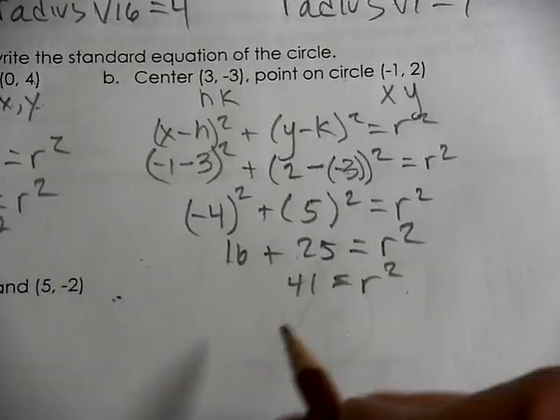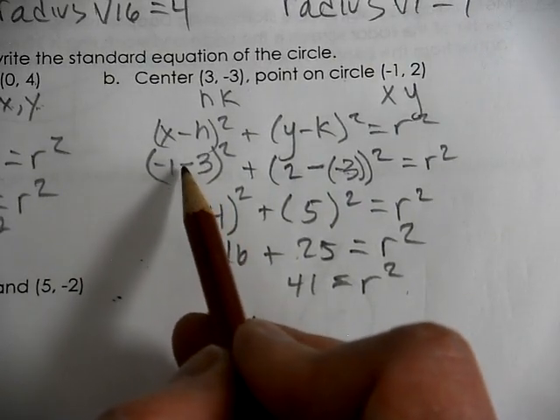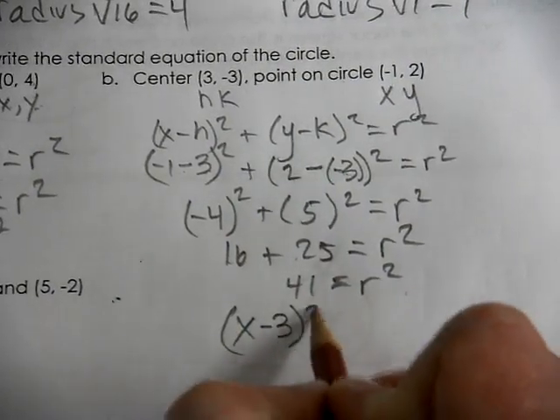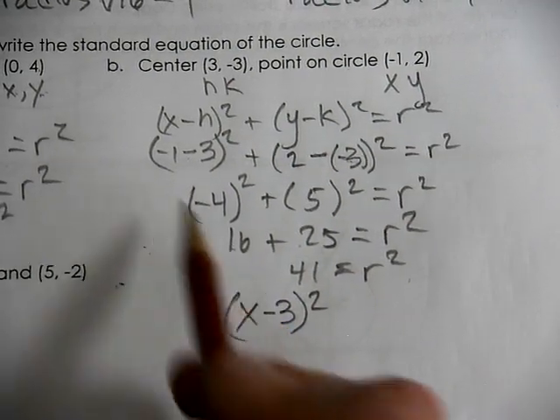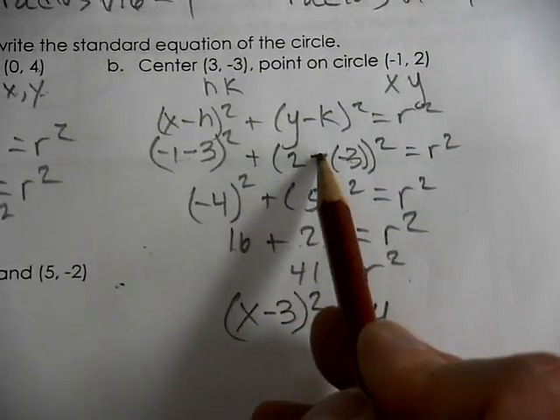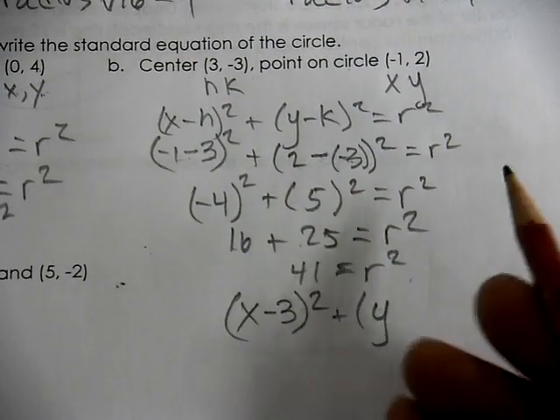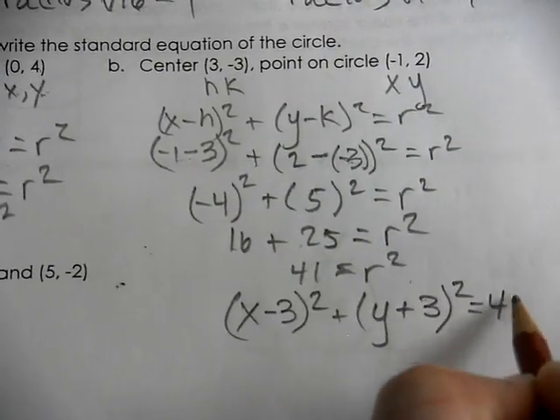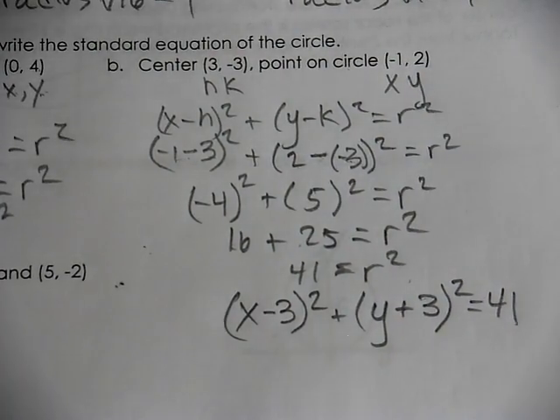So we're ready to write our equation. X, and now notice here that it was x minus 3. So you can take the way that you've written it here and know that it's going to be just the minus that amount. Plus y, this is minus a negative. So that makes it a positive. So y plus 3 equals 41. Because that is r squared.